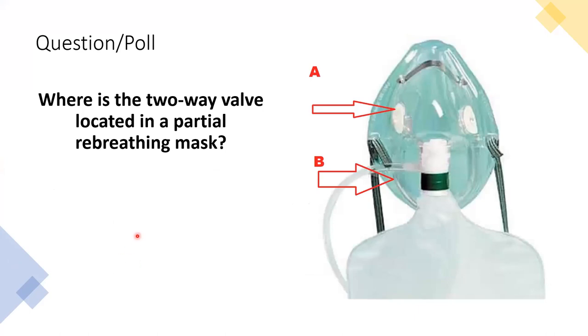Where is the two-way valve located in a partial rebreathing mask? Partial rebreathing mask. The answer is B, right here, okay?